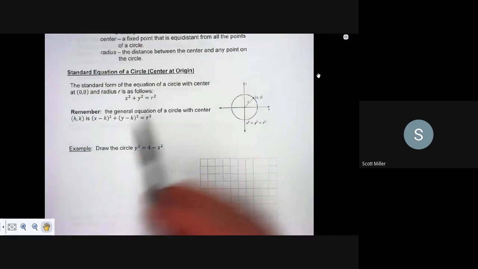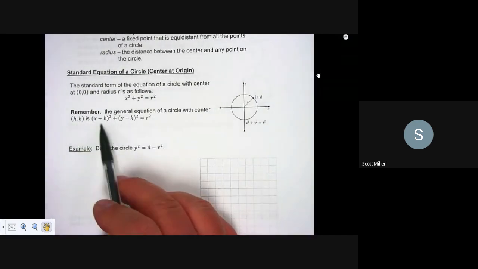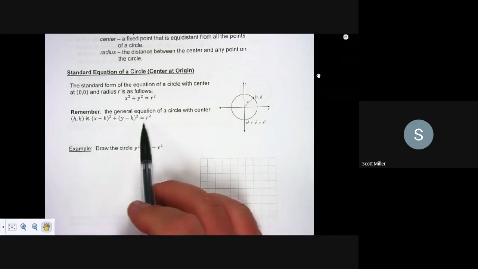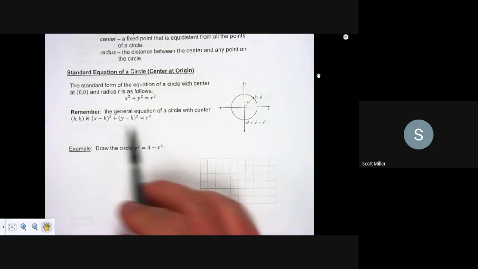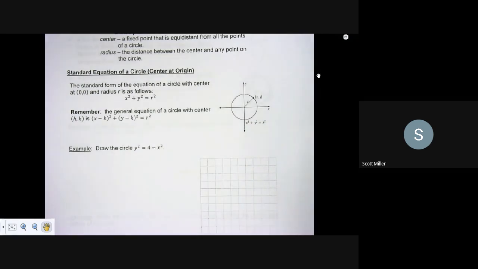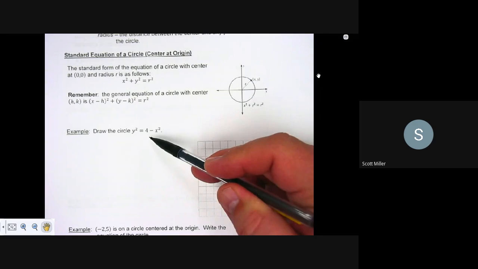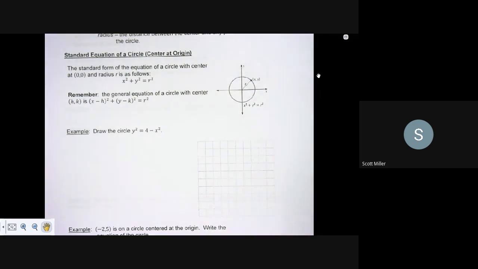So the generic form for a circle with a center at (h, k), the general form, is right there. You can also consider this to be the standard or transformational form for shifts right and left and all that kind of stuff. And so we want to be able to draw a circle. To do so, we want to identify where the center is and the radius of the circle.